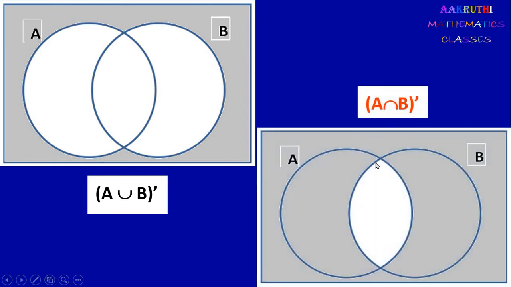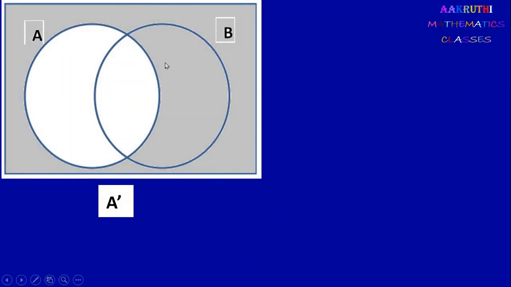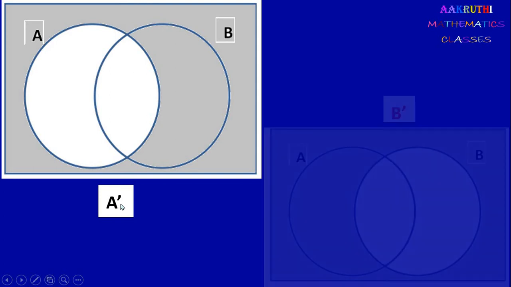Next, the intersection part is not shaded and all other parts are shaded. So this is A intersection B whole dash. Next, the A circle is not shaded and all other parts are shaded. So this is the same as A dash, that is, A complement. The set A is not shaded, all other parts are shaded, so it is other than A. It is the same as A dash, or the complement of A.